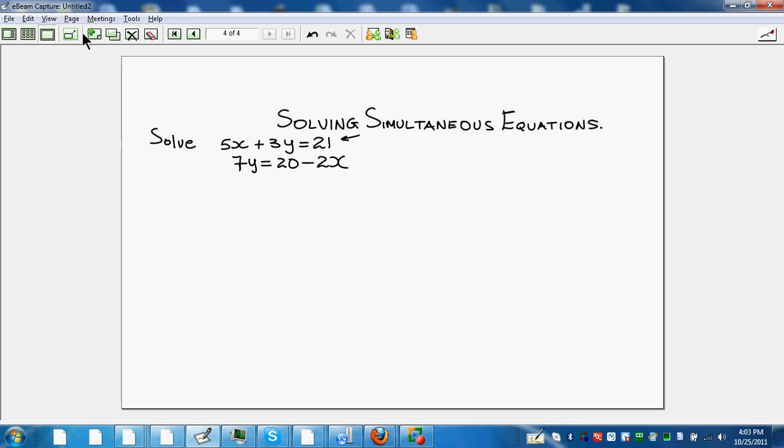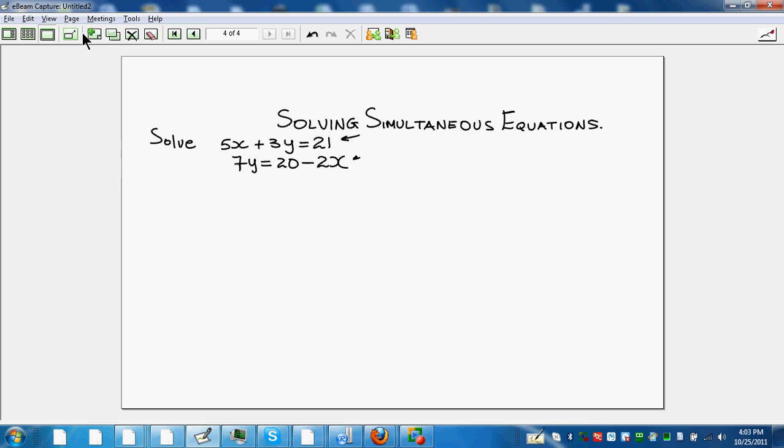It doesn't always have to be an x term and a y term. It could be a p term and a q term. For example, this could have been 5p plus 3q equal to 21. All right? It doesn't matter. It just means that the terms are following in that order. If we look at the second equation, we realize that it is not in the same order or arrangement as the one at the top. So what we would do, we would put that equation in that format before we proceed.